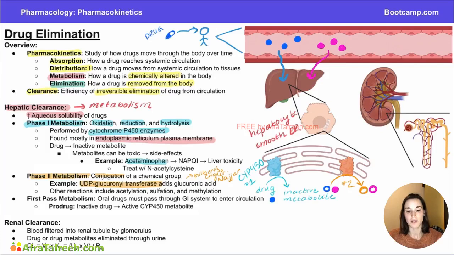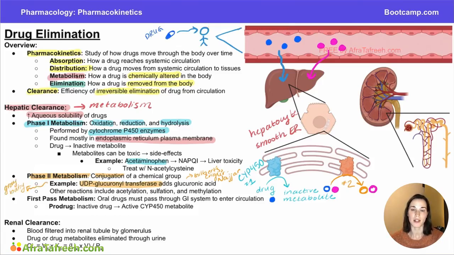UDP glucuronosyltransferases are also responsible for metabolizing the antibiotic chloramphenicol, which is implicated in something known as gray baby syndrome. Infants, and in particular premature infants, often have underdeveloped UDP glucuronosyltransferases, which means that chloramphenicol cannot be eliminated efficiently. This leads to accumulation of the antibiotic in the body and causes ashen skin, irregular respiration, and hypotension. So chloramphenicol should be avoided in neonates, and especially if premature.